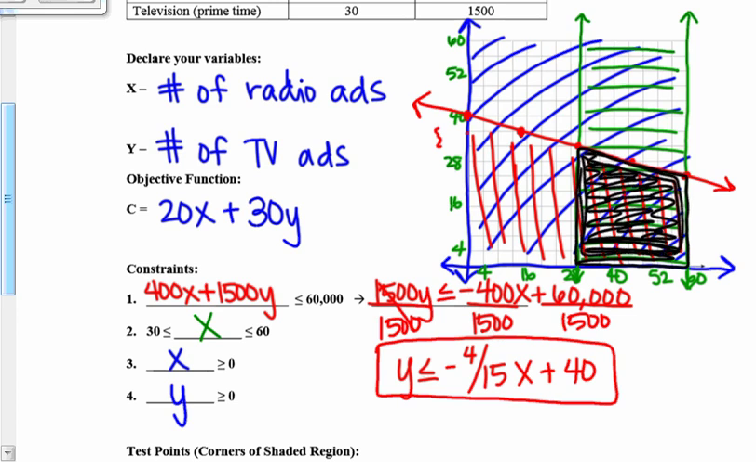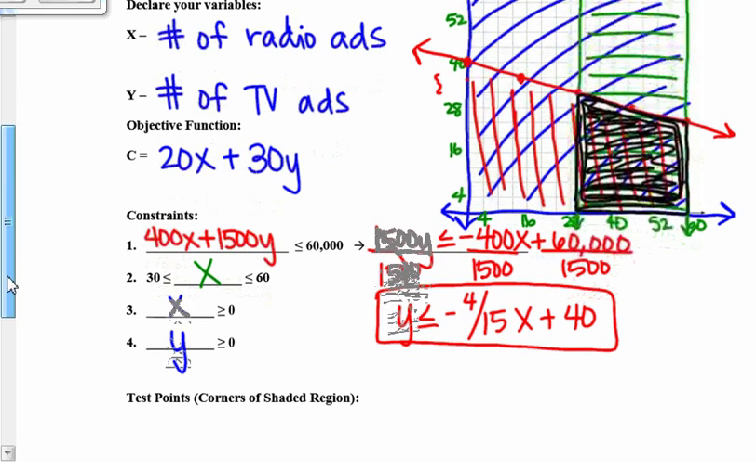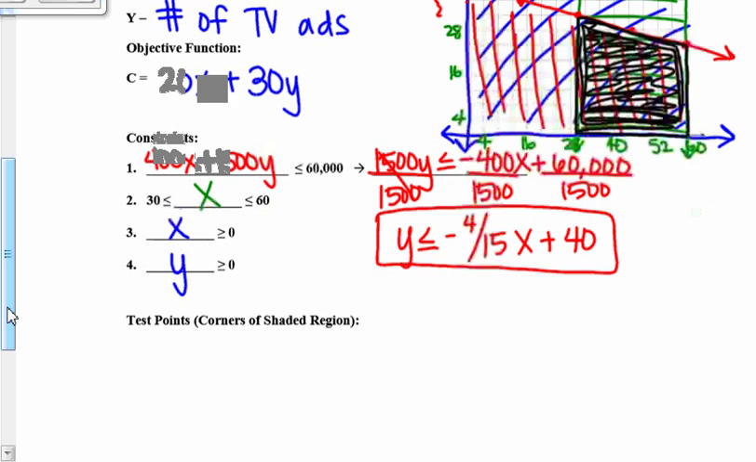Okay, so my last step is just to test all of those corner points. I'm going to go ahead and look at my corner points. One of them is at 30, 0. One is at 60, 0. One is over there on the right corner, 60, 24. And then one is at 30, 32.